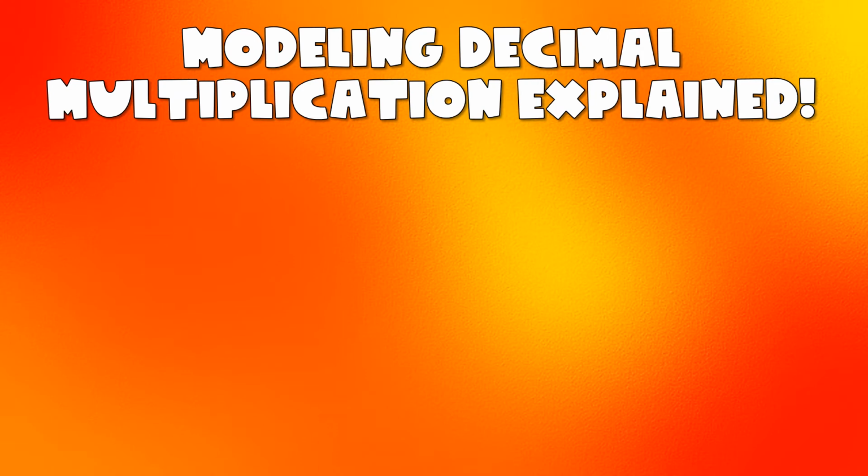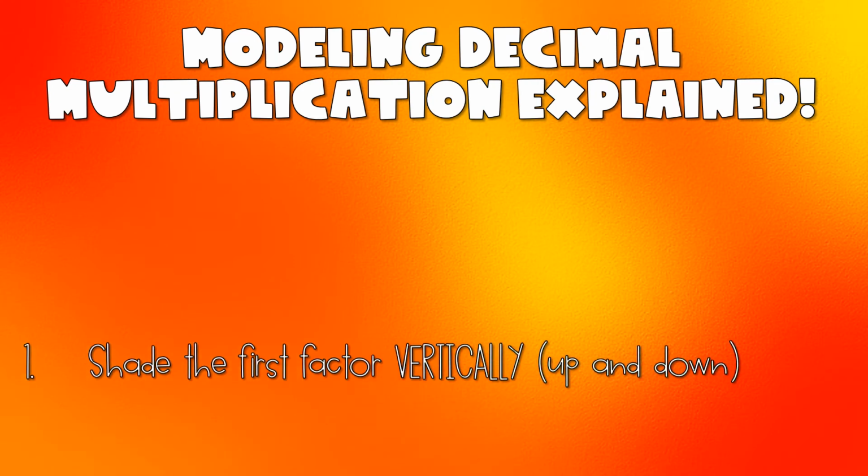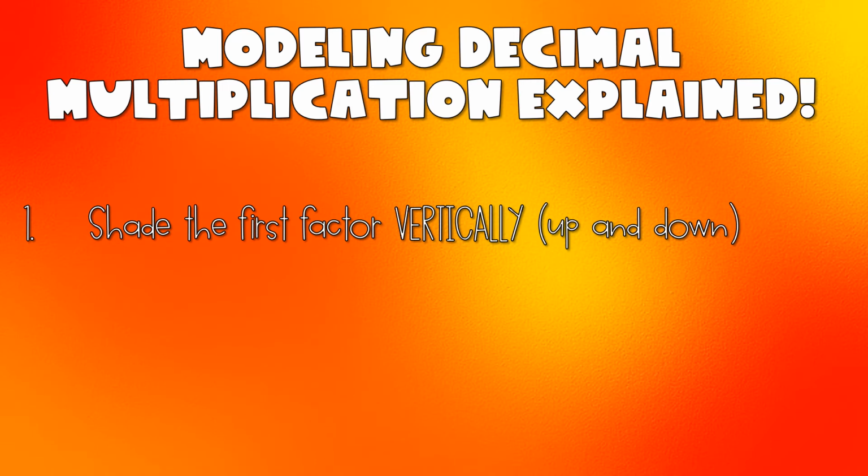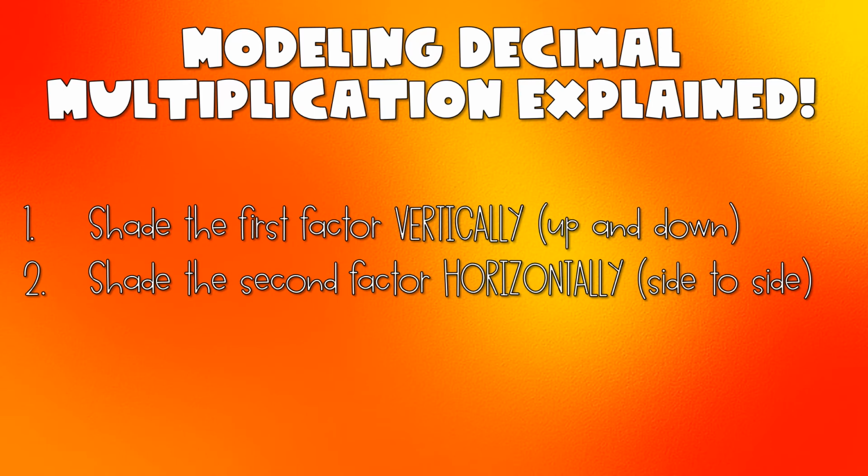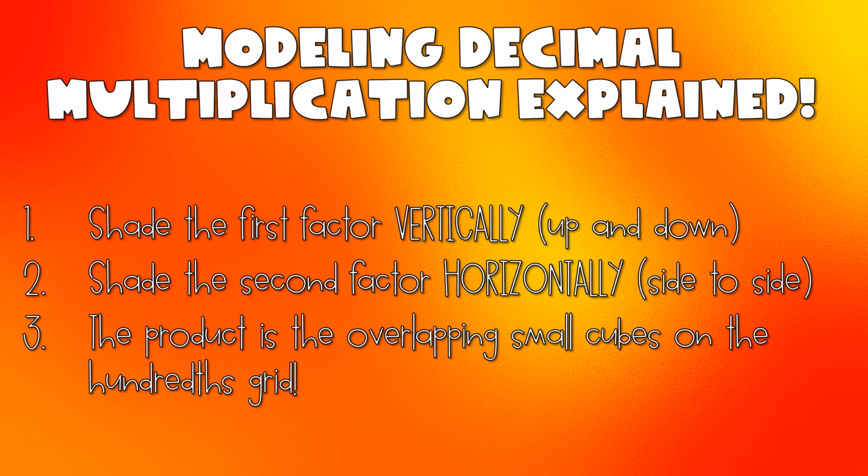A second way you can show decimal multiplication is to draw a model. So you're shading the first factor vertically, that's up and down. The second factor is shaded horizontally, which is side to side. And the third step is the product is the overlapping small cubes on the hundredths grid. So let's put our steps into action.